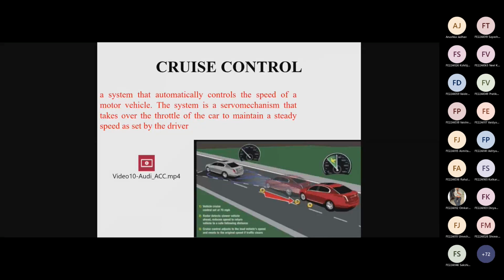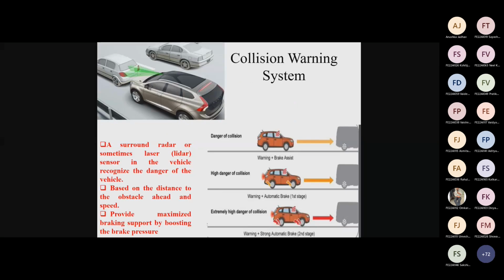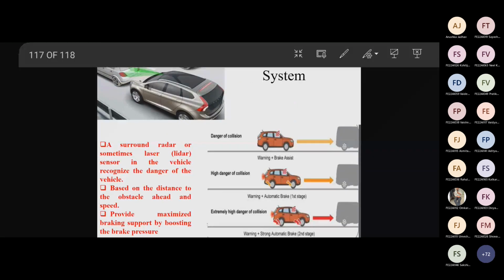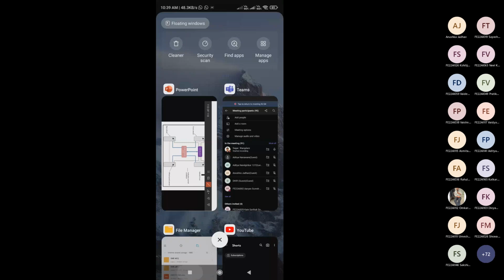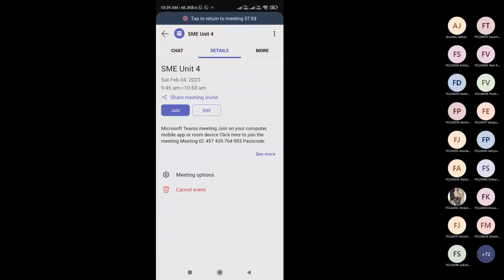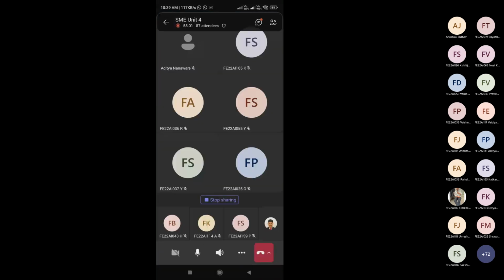Cruise control, sir, you're right? Mic is off. Okay. No, sir, I think it's on, right? Yes. Please check your device. It's on.